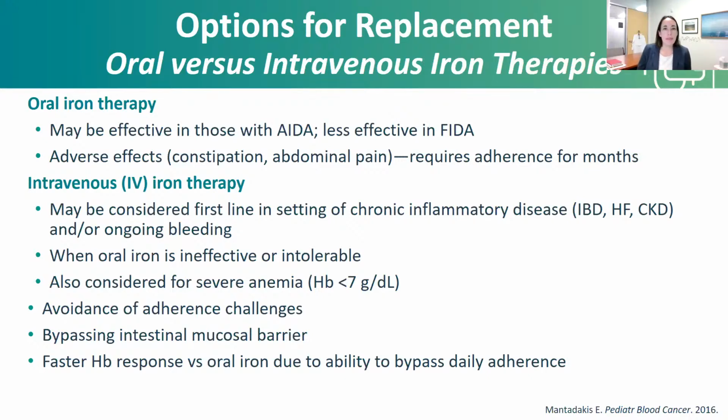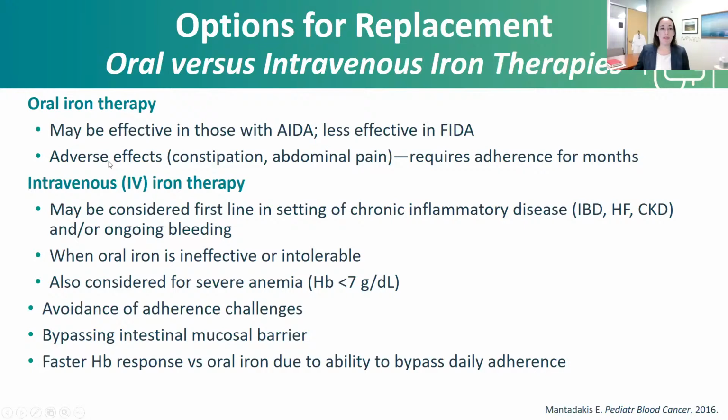Hopefully many of you are very familiar with oral iron therapy. They can be effective, particularly in those patients with absolute iron deficiency, no inflammation going on. They take the oral iron, it's absorbed, nothing's blocking it. It is less effective in functional iron deficiency anemia for the reasons we said, right? That hepcidin is going to block oral iron from being absorbed.